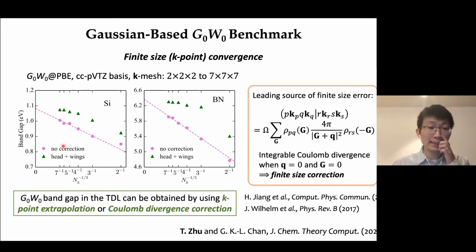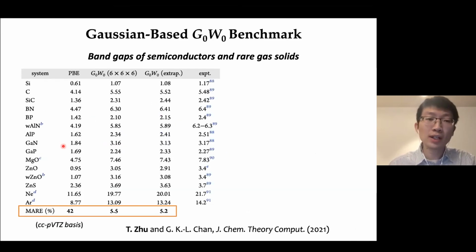And that being said, it seems we could get the TDL result for the GW method by either using k-point extrapolation or Coulomb divergence correction. And after these benchmarks, now I want to show you a summary of the results for our GW band gaps of semiconductors and rare gas solids, where we're using a cc-pVTZ basis.